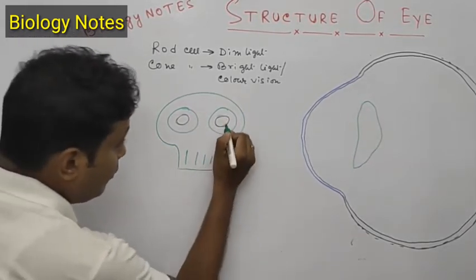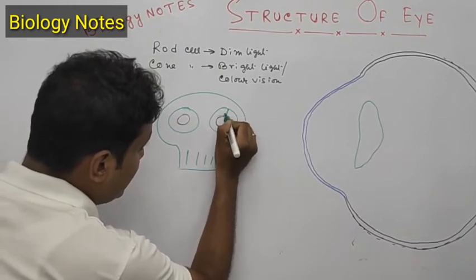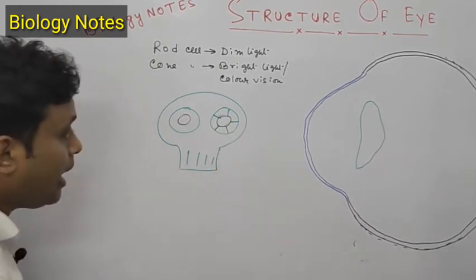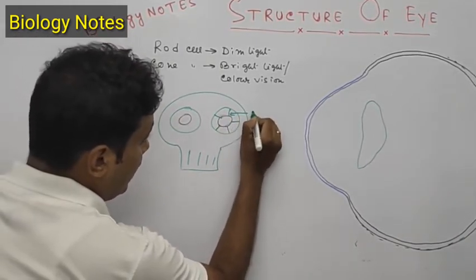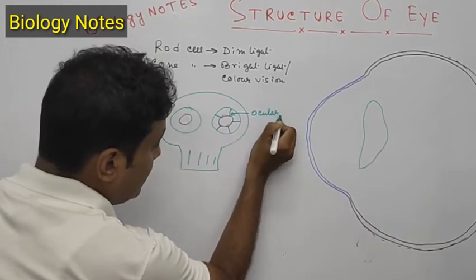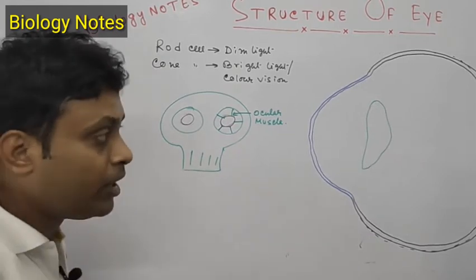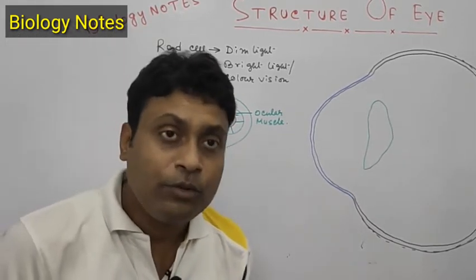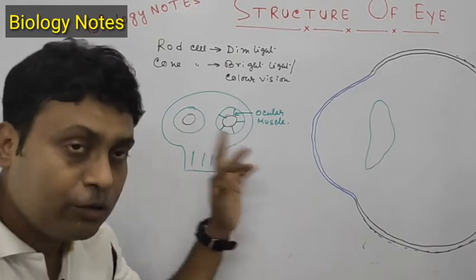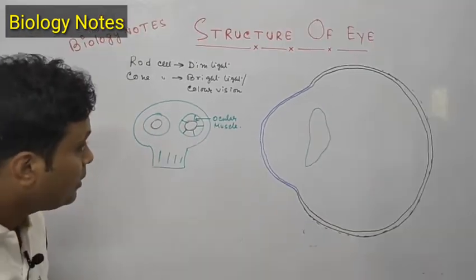Apart from this, 6 muscles remain attached to the eyeball, and these are known as ocular muscles. With the help of these ocular muscles we can move our eyes in different directions. So we can move our eyes with the help of these ocular muscles, whose number is actually 6.